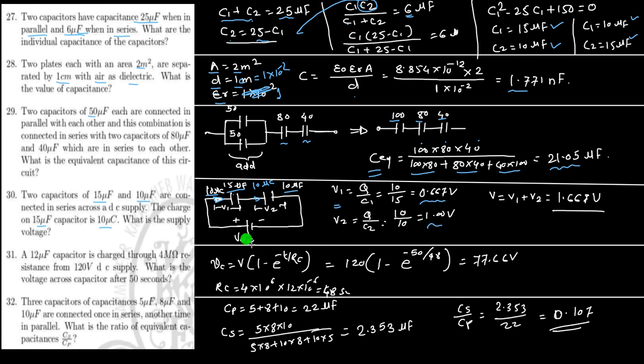So what is the VDC voltage? VDC is equal to V1 plus V2. So total voltage V is equal to V1 plus V2. So if we add it, we get 1.667 volt.